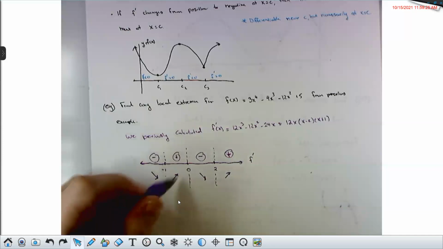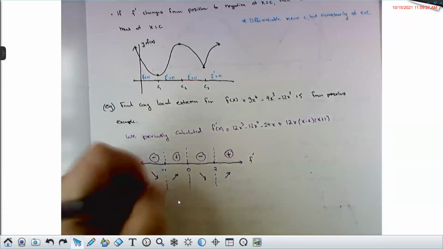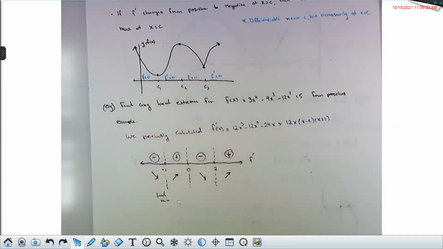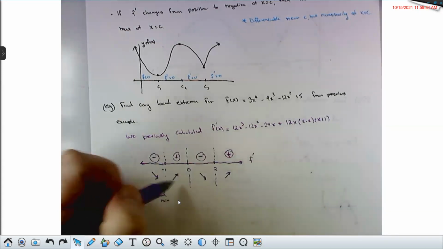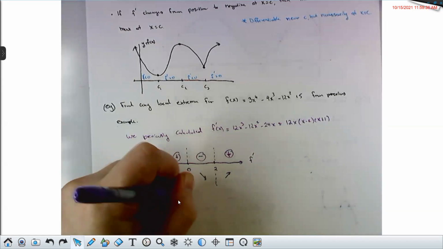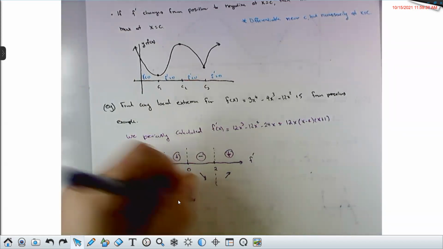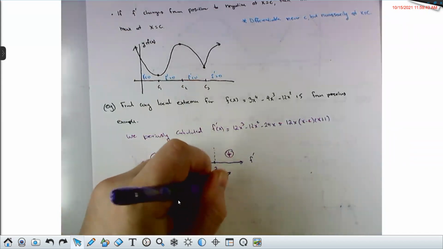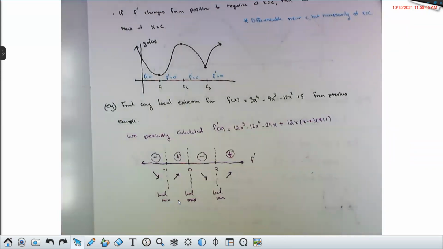If I go from decreasing to increasing, then this has to be a local min. If I go from increasing to decreasing, this has to be a local max. And decreasing to increasing again, local min.